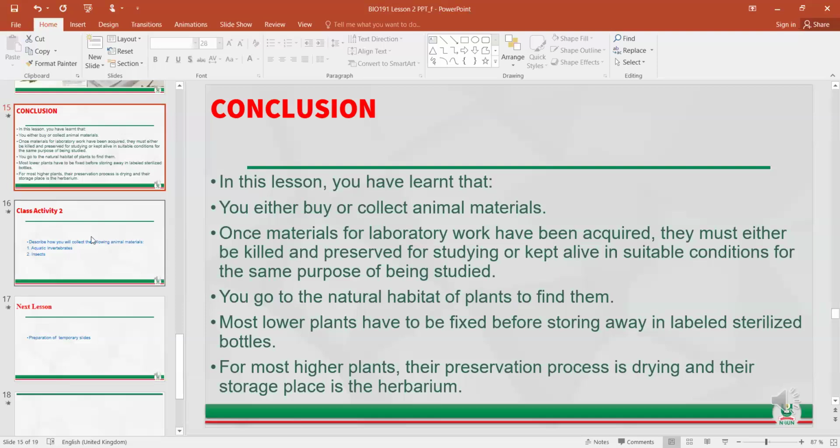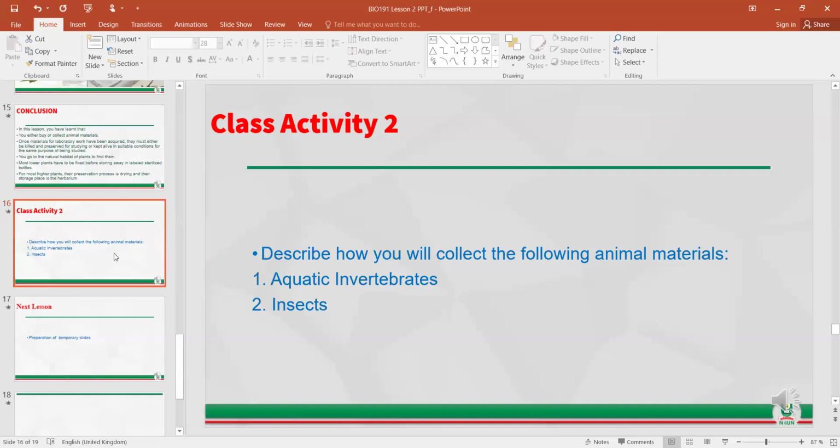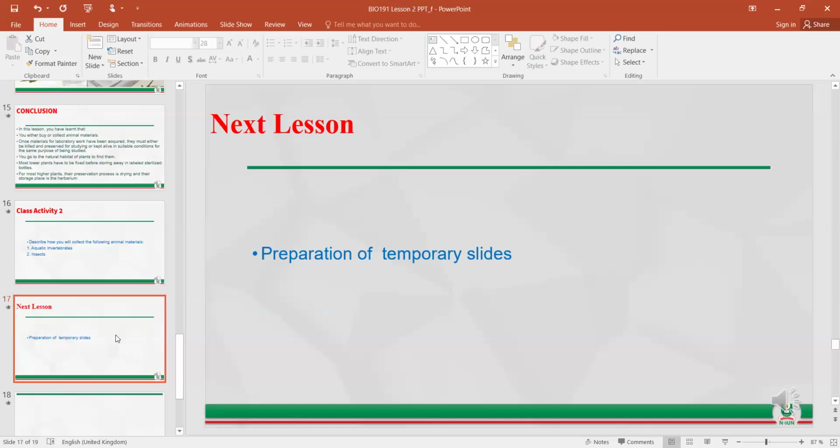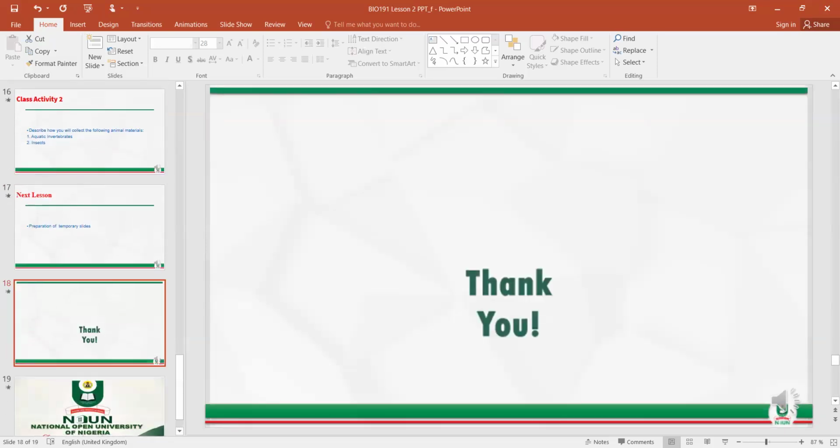Now, try and work on this activity in your own time. Describe how you will collect the following animal materials: aquatic invertebrates and insects. In the next lesson, we'll examine preparation of temporary slides. Thank you so much for listening.